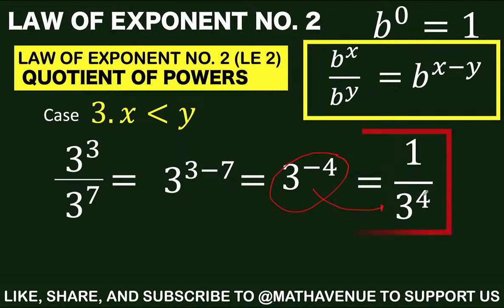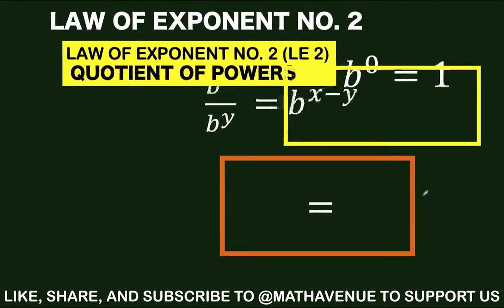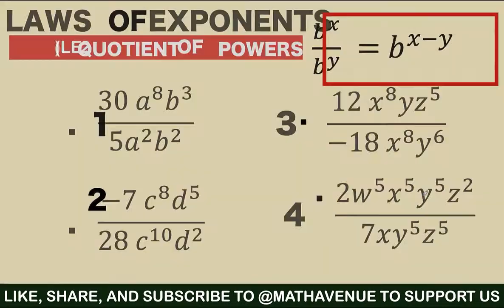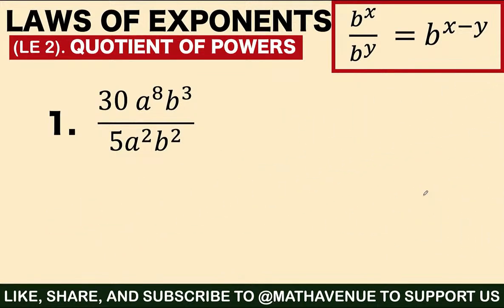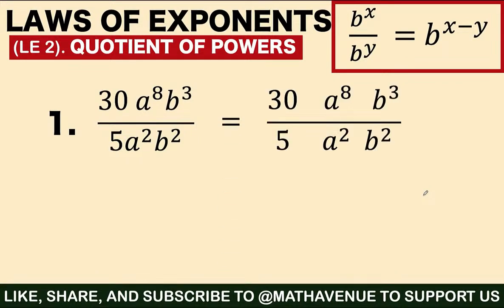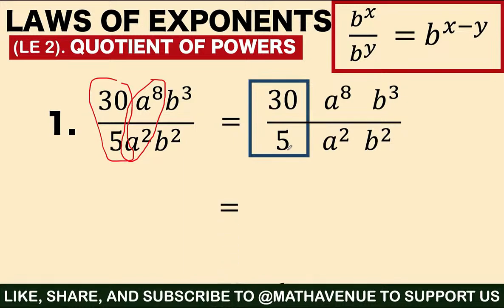So let's have some examples of this law of exponent number 2. There are 3 cases, and here are the problems that we are going to solve. Let's begin with number 1. 30a to the 8 b to the third divided by 5a squared b squared. Now the first thing to do here is group together all the numerical coefficients. You have 30 divided by 5. Then group together all those factors with the same variables. So you have a and a here, and then b and b also. Then 30 divided by 5 is equal to 6.